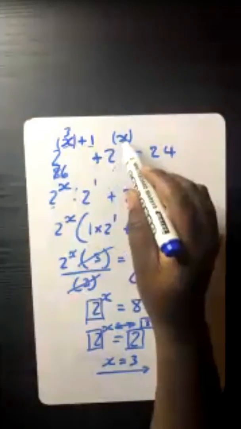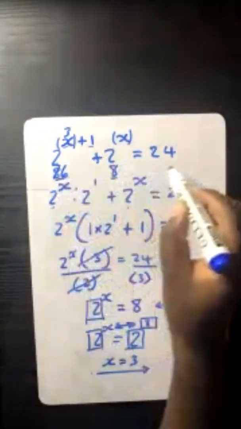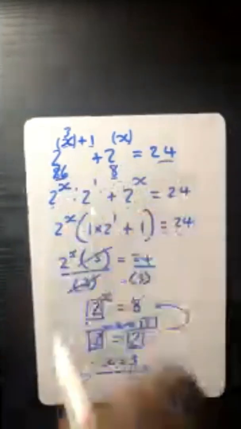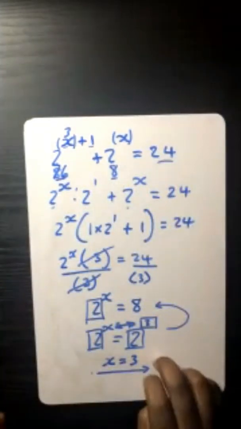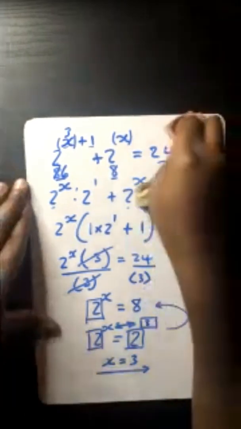And 2 to the exponent 3, what is that? It's 8. So 16 plus 8 is equal to 24. So that means that the final answer of 3 is correct. I'm not sure, did it make sense? Yes, sir.